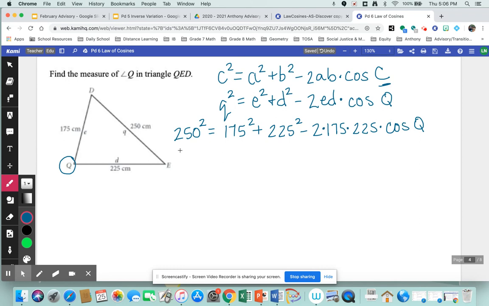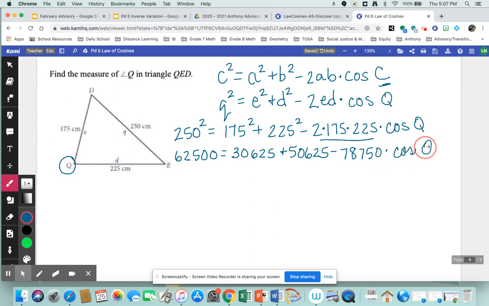So let's square these numbers. So we get 62,500 for 250 squared. 175 squared is 30,625. 225 squared is 50,625. I'm going to do all that multiplication there together. So 2 times 175 times 225 is 78,750 times cosine of Q.